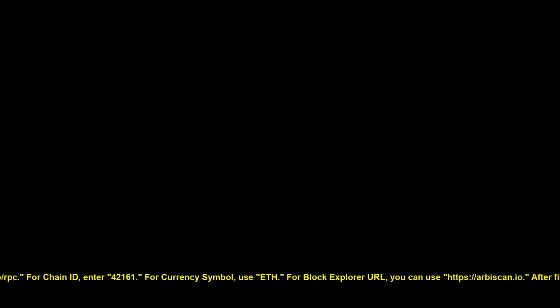Select Add Network. In the network settings, input the following details for Arbitrum One. For network name, type Arbitrum One. For new RPC URL, input https://arb1.arb. To transfer assets, you'll need to use a bridge.